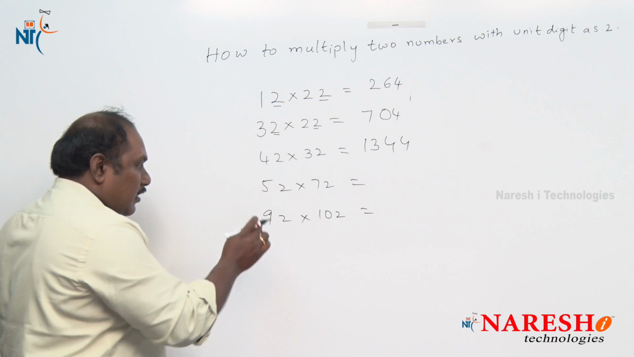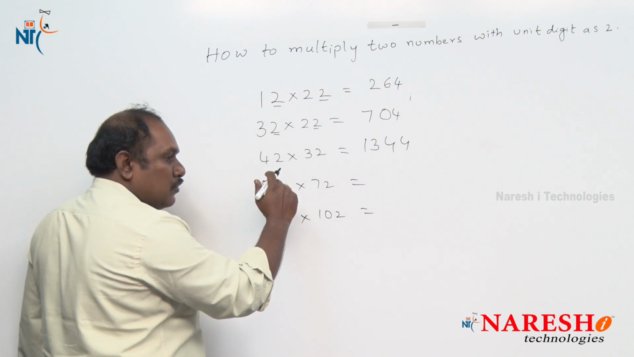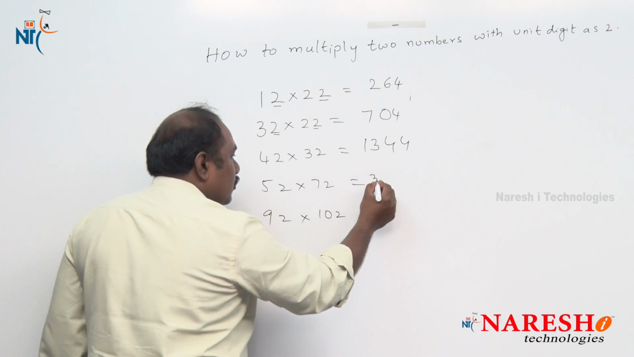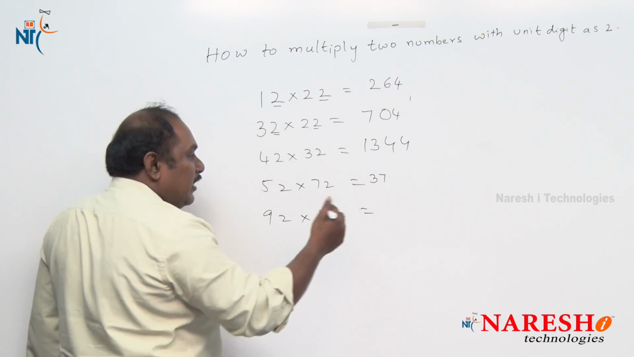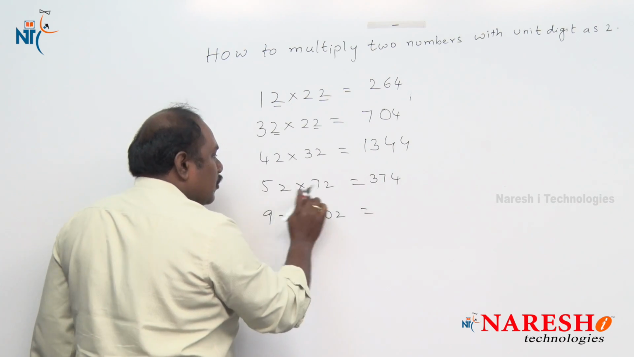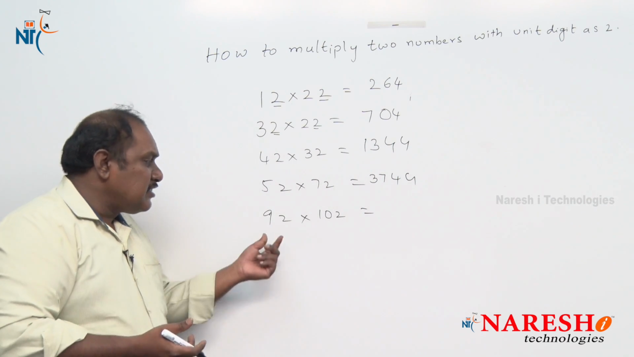Now see how I tell. 5 into 7, 35, a carry of 2. 35 and a carry of 2, 37. 5 plus 7 is 12 and when I double it, it is 24. So 4, 2 into 2, 4. That's it, your answer.